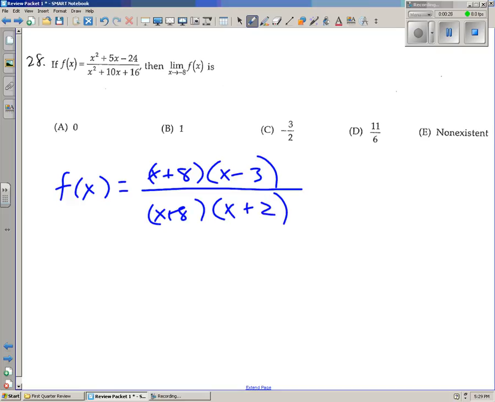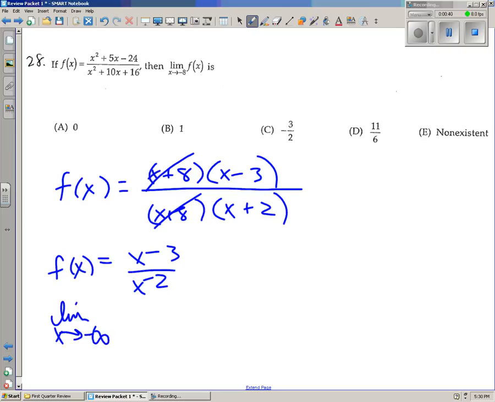And lo and behold, x plus 8's go away. So we get f of x is x minus 3 over x minus 2. Now the limit becomes a plug-in problem because before, if you tried plugging in -8, you would go 0 over 0. Oops, that should be a plus.